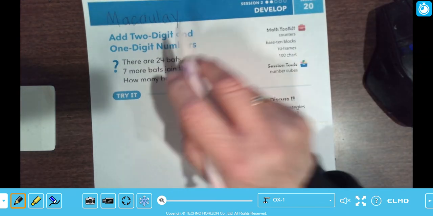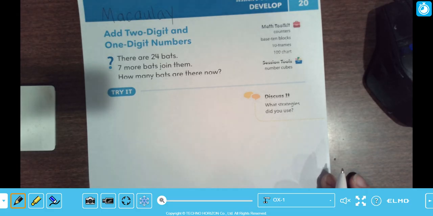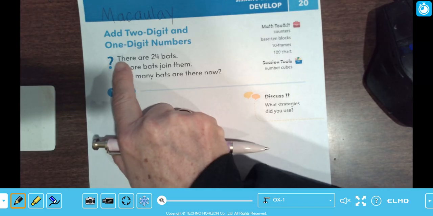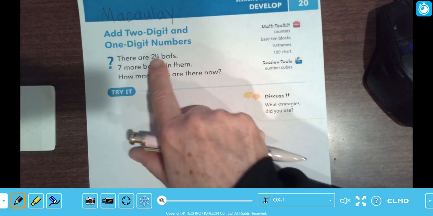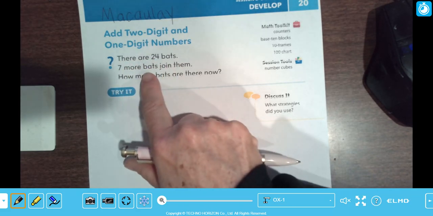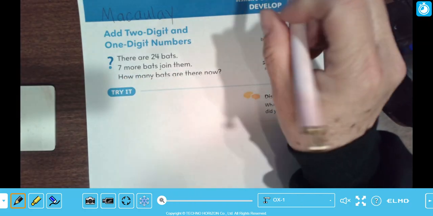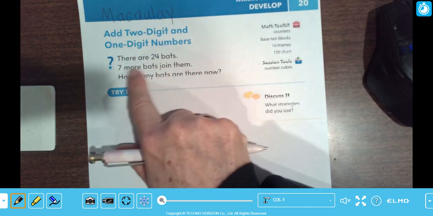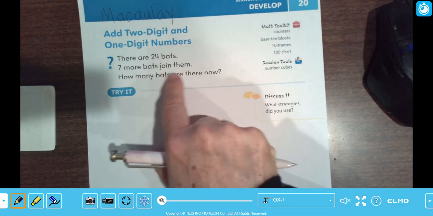It's about bats. Okay. Second question is, what's happening with the bats? What's the second question? Yeah, what's happening with the bats? Okay, here we go. Ready? Let's read it together. Put your finger right here. Ready, begin. There are 24 bats. 7 more bats joined them. How many bats are there now? Okay, so what's happening with the bats? Well, at first there were some bats, and then more came, right? So that's what's happening. There were some bats already, and then more came.